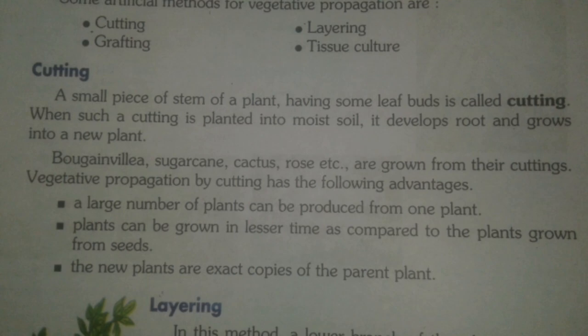The next one is that fruit trees or flowers grown by this method start giving fruits and flowers in lesser time than those grown from seed. The next one is that plants which do not produce seeds can be easily grown by this method. And the last one is that this method is more economic and less time consuming. So guys, this is all about the process of vegetative propagation.